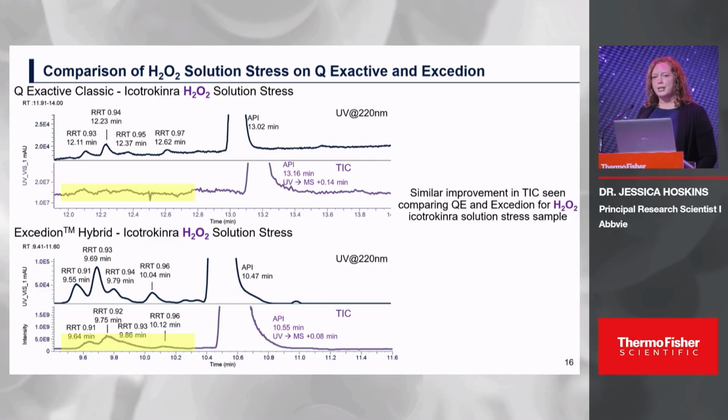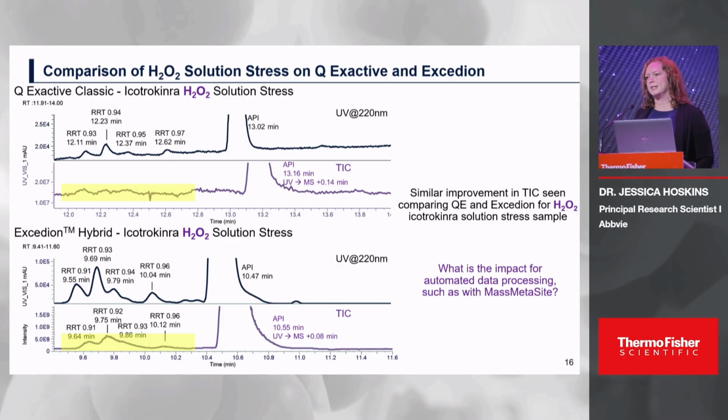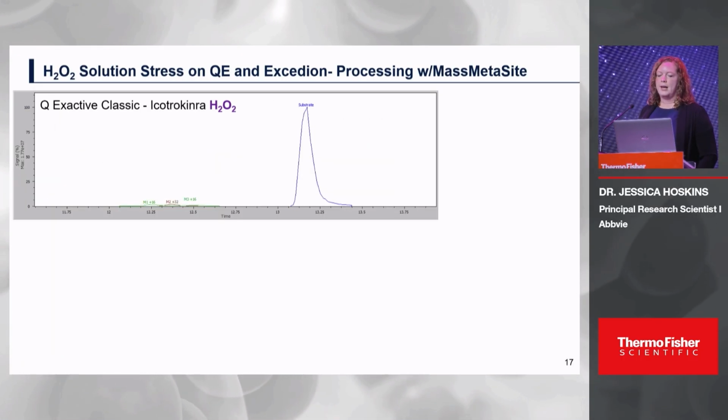So Reiko and I were curious, what would the impact be if we were using automated data processing, such as Mass MetaSite? Would these improvements help us out there as well? So Reiko ran this using the same processing method for both sets of data.